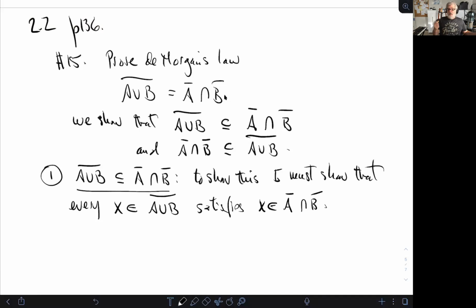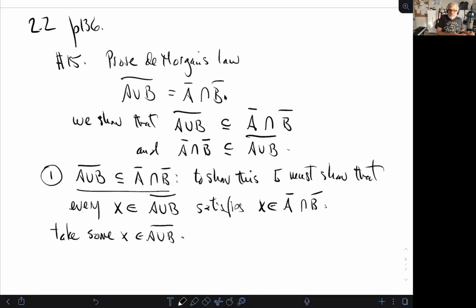So what do I do? I take an element which is in the complement of the union. I write down what that means, and hopefully that will tell me that it's also in the intersection of the complements. Okay, so take some x in here. Now I have to do it for every x. I'll talk about that later, but it's an arbitrary x. This argument has to be valid for any element that I choose in the complement of the union. So I call it x, whatever it is.